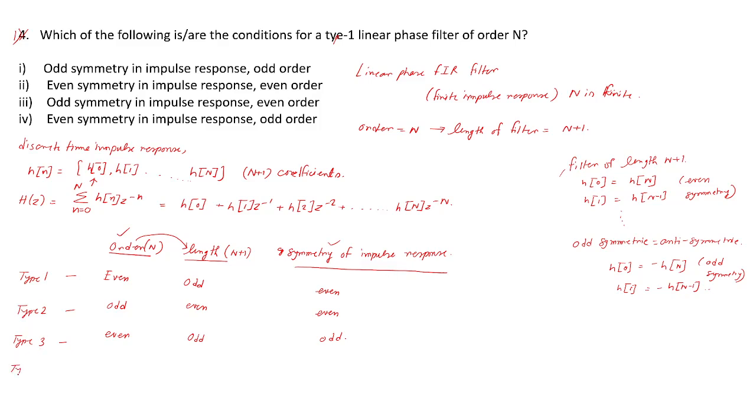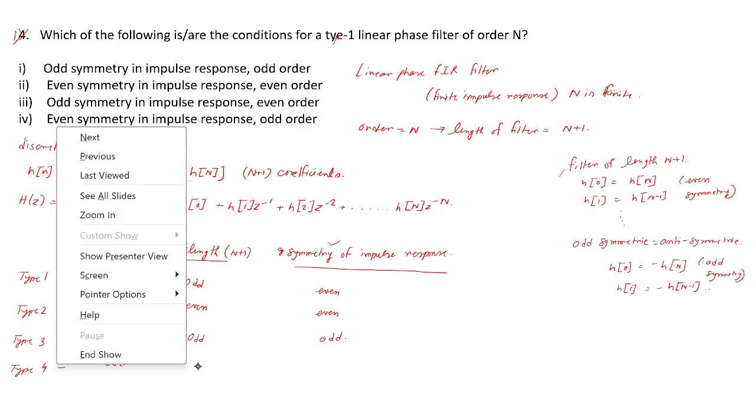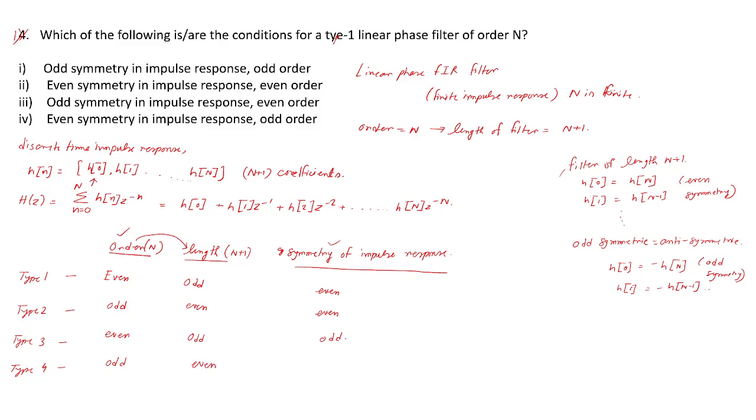And last we are concerned with type 4 filter, which has its order to be odd and length to be even. Of course, that comes directly from odd order, and the symmetry of response is odd only. So we can see from this table that type 1 is a filter which has even symmetry in impulse response, and the order is also even. Therefore the second option is correct.